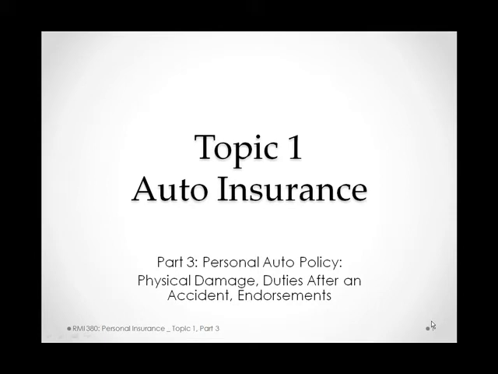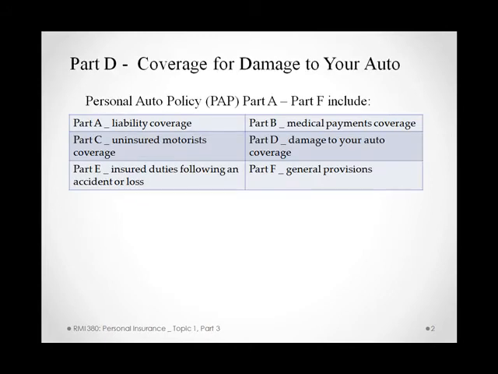Today, we will talk about the last part of the auto insurance policy, Part 3, the personal auto policy: physical damages, duties after accident, and endorsements. As we talked before, there are 6 parts in the normal personal auto policy. It is Part A, liability, Part B, medical payments, Part C, uninsured, Part D, damage to your vehicle, Part E, insurance duties following an accident or any losses, and Part F, general provisions.